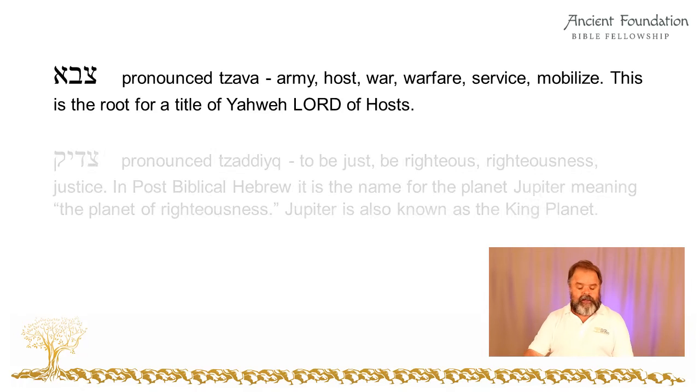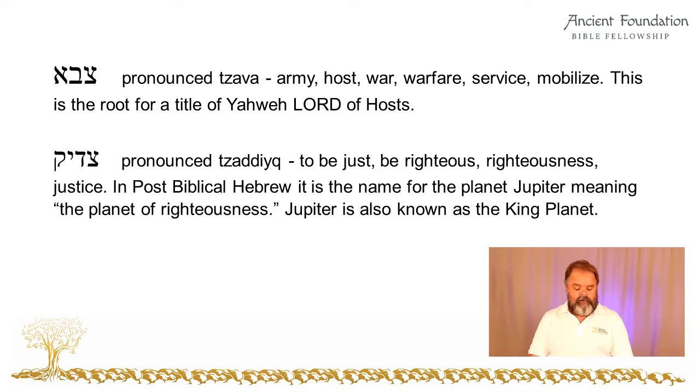The next word I want to show you is pronounced Tzadi, and it's to be just, to be righteous, righteousness, and justice. This is really interesting. In post-biblical Hebrew, it is the name for the planet Jupiter, meaning the planet of righteousness. And in modern culture, Jupiter is also known as the king planet. Very interesting, isn't it?